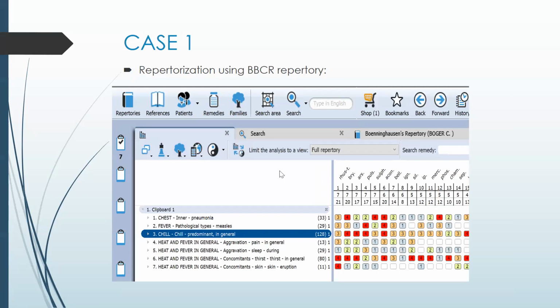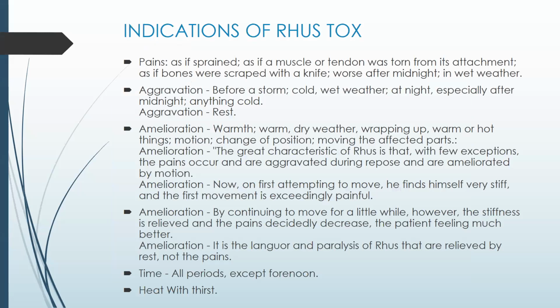Indications of Rhus tox for fever. In Rhus tox, there are a lot of pains in muscles and tendons as if they are torn, and bone pains as well, which are worst after midnight and in wet weather. Aggravations are in wet, cold weather, and at night, mainly at midnight. And aggravation is from rest. Ameliorating symptoms are from warm, dry weather, wrapping up, or from hot things. And amelioration of pains is from continued motion.